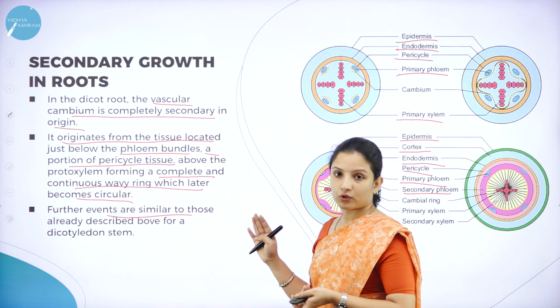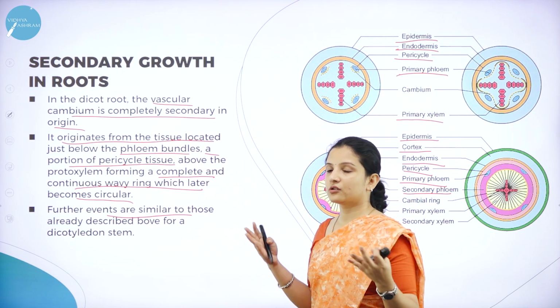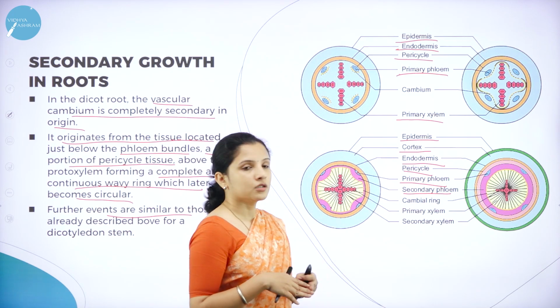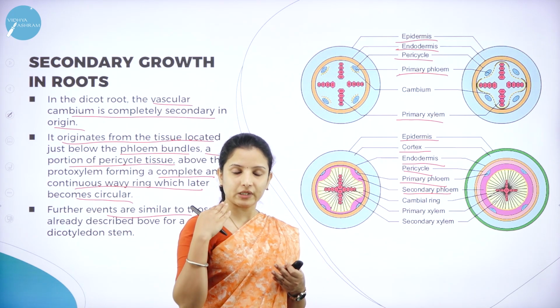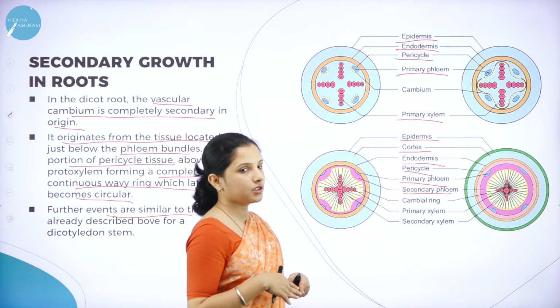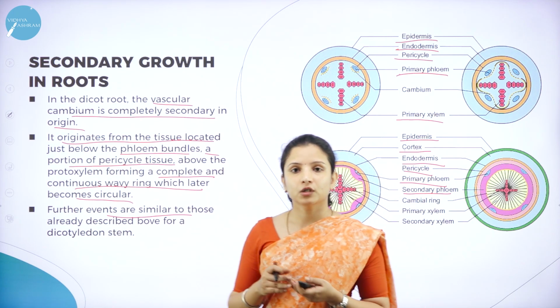The only difference was with the cells that are involved in the formation of the cambium. Here only the phloem is involved in the formation of the cambium, but in the stem the cambium was formed between the xylem as well as the phloem, whereas here it is formed only below the phloem. So this is about the secondary growth in the case of roots.